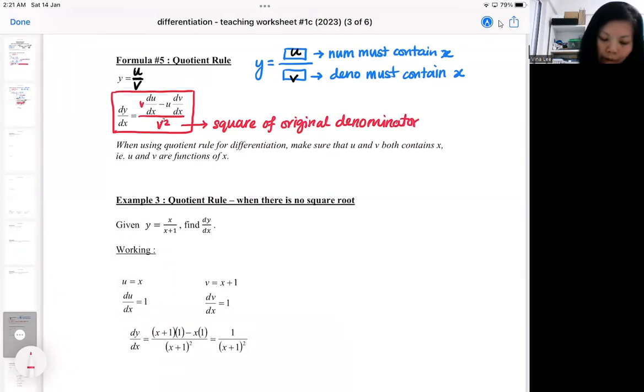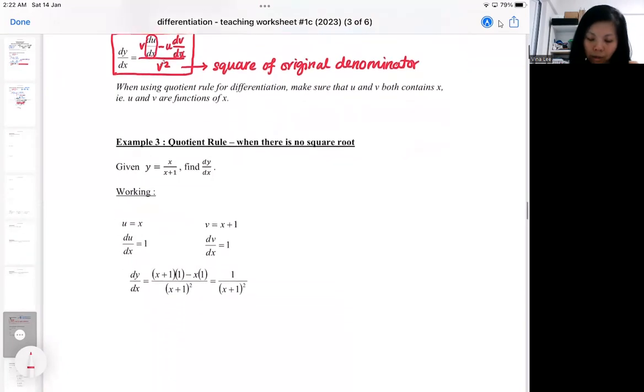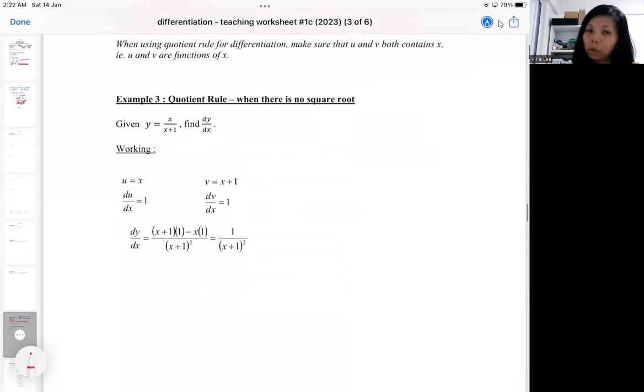We will have the function v first, and then we multiply by du dx, and then we subtract u multiplied by dv dx. You might find the numerator looks a bit like the product rule, but it's not. The product rule is the addition. Here it is the subtraction. Again, there are two cases. The first case is where there is no square root. If there is no square root, it's actually pretty easy.